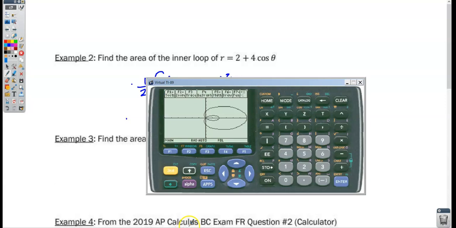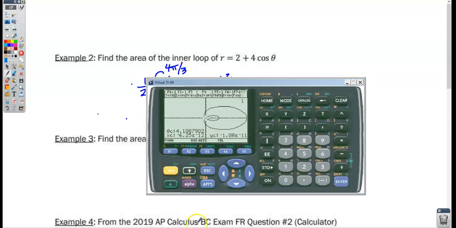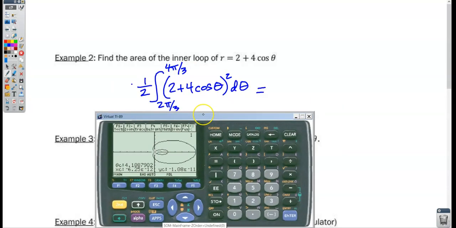And then for my upper limit of integration, I'm going to continue tracing around the curve. And now you see how I'm moving along the inner loop, and I'm sweeping out the area. As this cursor goes around this loop, I'm sweeping out the area from the origin, the pole, inside of that loop, and I go all the way to 4.1887, which is double what I had before. That's going to be 4 pi over 3. And so I'll now have my area formula set up.